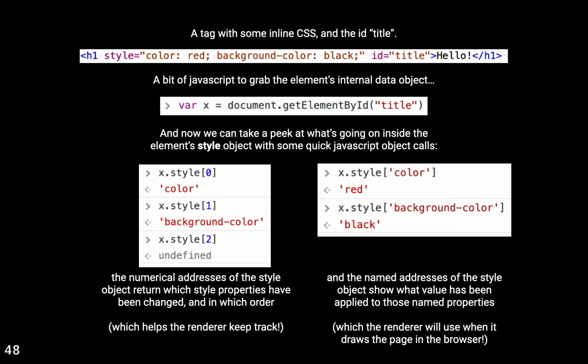So the named addresses of this object have the same properties that we put in at the style attribute up here. Again, all this is so that the renderer, when the page is drawn on the screen, will know what to do. It'll be like, hey, I'm going to draw this element now. Ooh, its color is red and its background is black. Glad I kept track of that. That's what the user asked me to do. Okay.